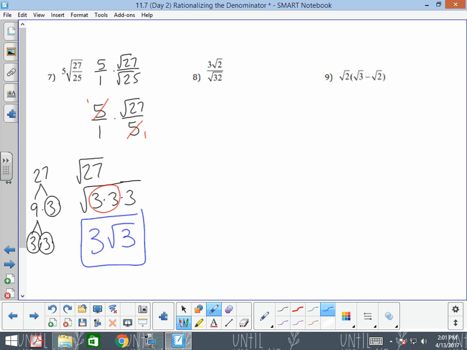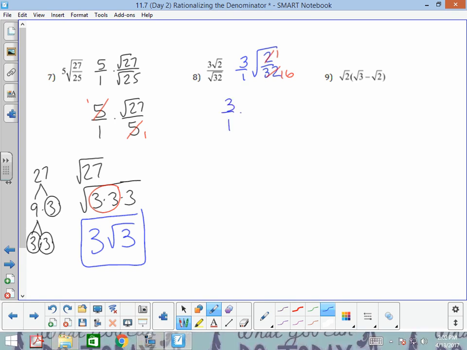Alright, on this one, let's simplify 2 over 32. They'll both divide by 2. So we have 3 over 1 times the square root of 1 over the square root of 16. So we have 3 over 1 times square root of 1 is 1, square root of 16 is 4. Multiply the numerators, multiply the denominators, and that's our answer.